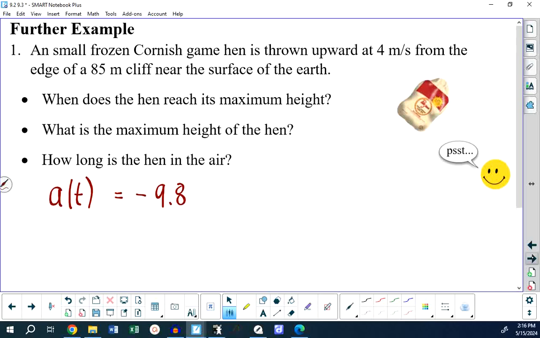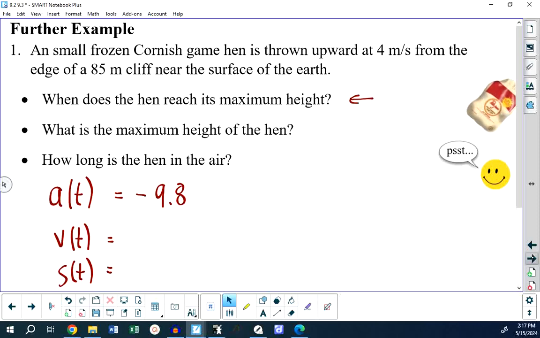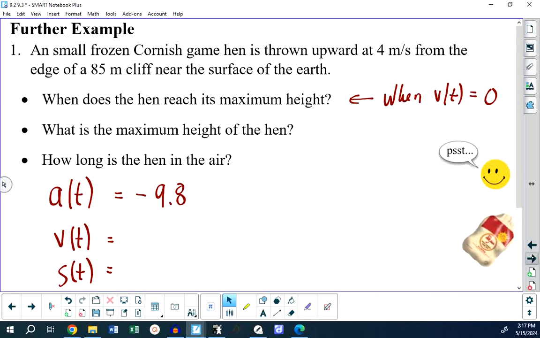Where we're going with all of these problems is if you want to answer questions about the motion of this hen, then you need to know the velocity function and the position function. I mean, let's face it. When does the hen reach its maximum height? Well, that's going to be when v of t is equal to zero. That's just common sense. An object reaches the maximum height of its trajectory, assuming it's straight up and straight down, when it stops moving.